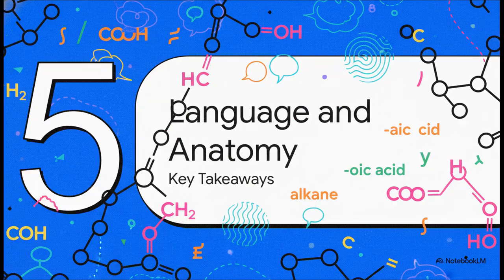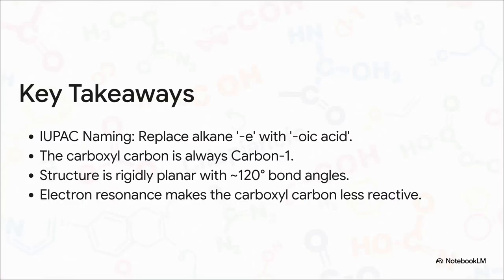So, let's bring it all home. We've looked at the language of how we name these things and the anatomy of how they're built. What are the absolute key points you need to remember? Here are the big ones. First, for the IUPAC naming, just swap the alkane E for oic acid. Easy. Next, and don't forget this, the carboxyl carbon is always your starting point, always carbon 1. Structurally, remember that the whole group is flat, with those 120-degree bond angles. And finally, the electronics. That resonance spreads out the charge, making the central carbon less reactive than you might think.